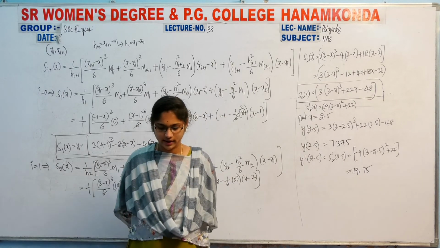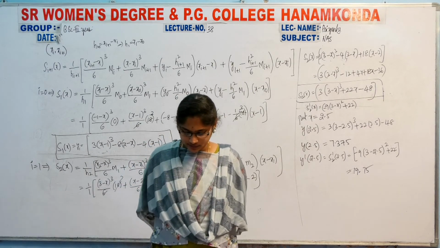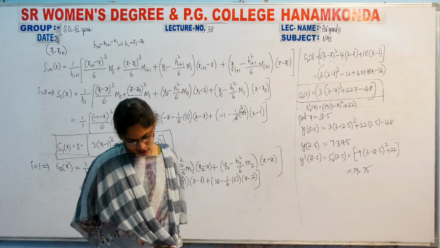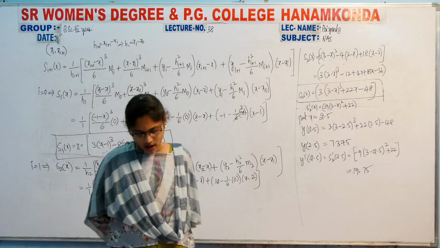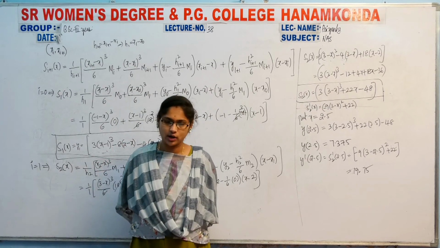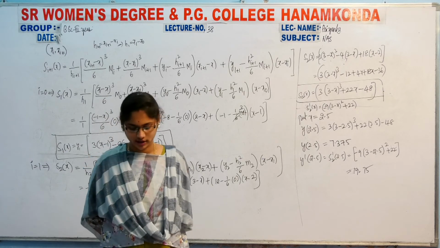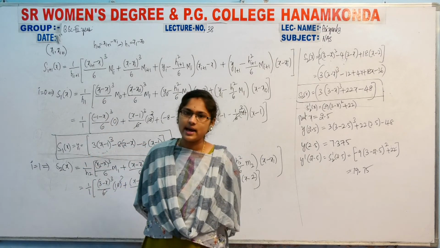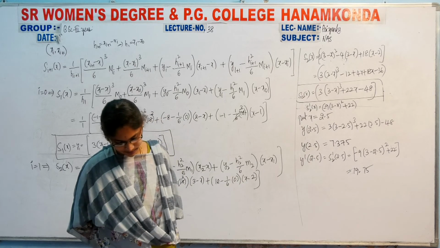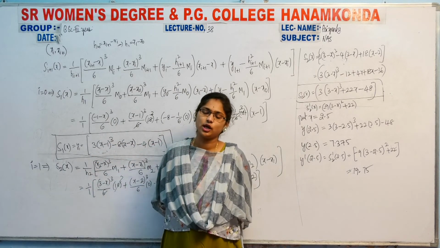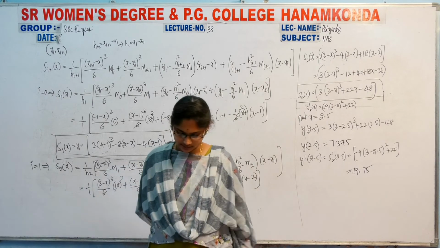Next, the third one: S'' of x0 equal to y'' of x0 equal to M0. So the second derivative we consider as M0. In the next line, S'' of xn equal to y'' of xn equal to Mn.